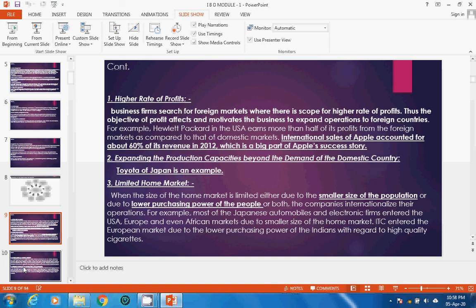Limited home market. When the size of the home market is limited, either due to the small size of the population or due to the lower purchasing power of the people in domestic economies. So that is the driving force. Take the example of Japanese automobile and electronic firms that entered the USA, Europe, and even African countries due to the smaller size of the home market. ITC entered the European market due to the lower purchasing power of the Indians with regard to high quality cigarettes. So this is another important driving force for the international business firms to go global.